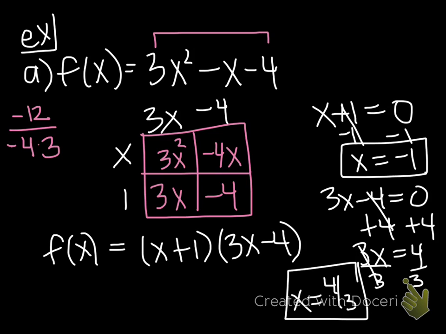So whenever you see an equal sign, you are going to set both binomials equal to 0, and then you solve for x. And that's all for today. We're going to pause there.